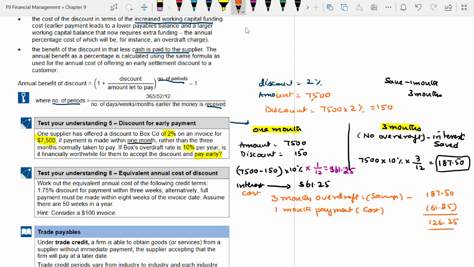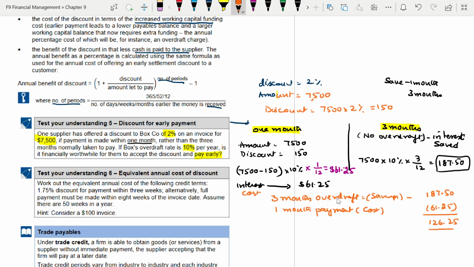If you pay within 1 month, we are losing the benefit. If we are paying within 3 months, how much are you going to save? We are going to save 187. If you pay within 1 month, the interest cost is 61.25. Which is feasible for you, to pay within 3 months or 1 month? We are going to prefer 3 months.